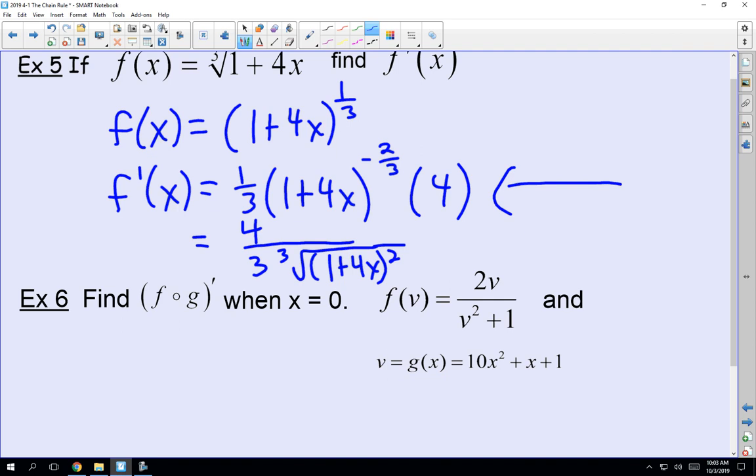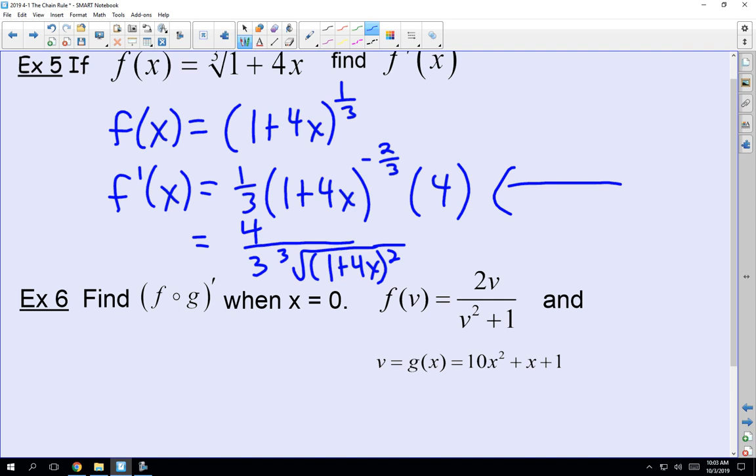So any ideas of one way you could do it? You could replace all those v's with that g of x thing. You mean? Yeah, you could. That would work. That'd be fine. Can you think of any other? So that would totally work. And you find the derivative, doing whatever techniques and rules you need to, and then you would eventually plug in 0.